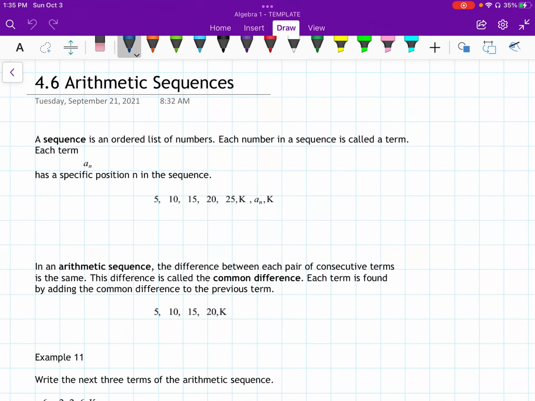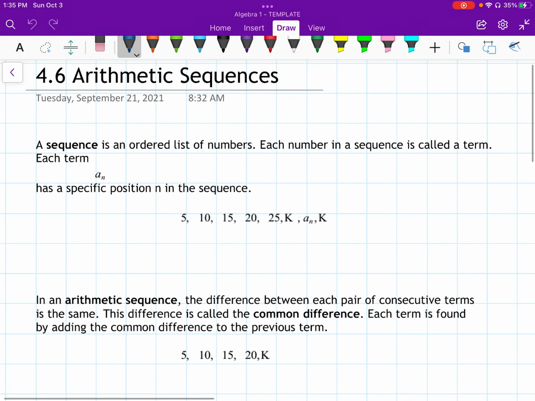4-6, arithmetic sequences. So starting off, a sequence is an ordered list of numbers, right? A sequence is just an ordered list. It's a list of numbers. Each number in a sequence is called a term. Each term is sometimes called a sub n, so that little n is talking about what term it is, right? So like the first, second, third term, and you say it a sub n.